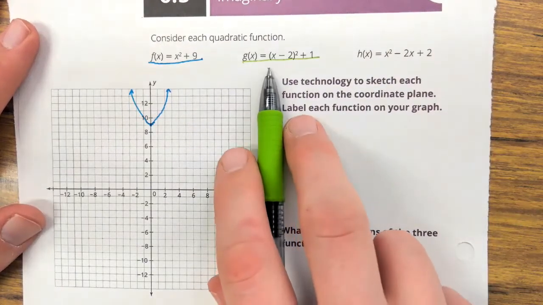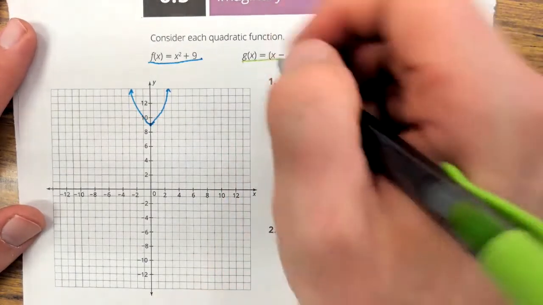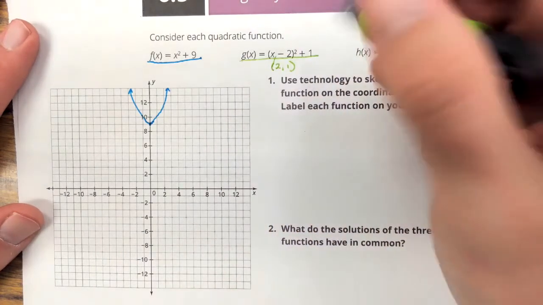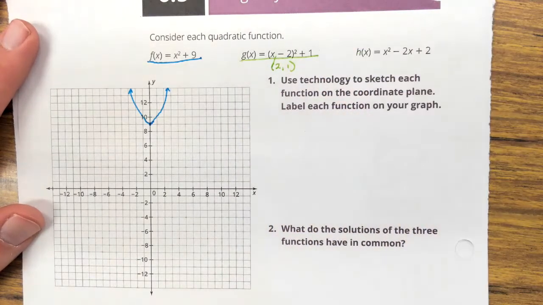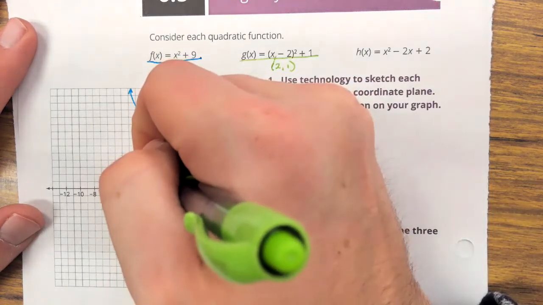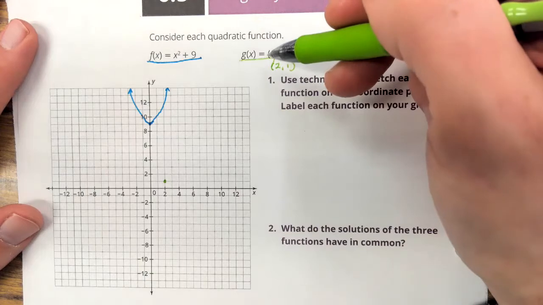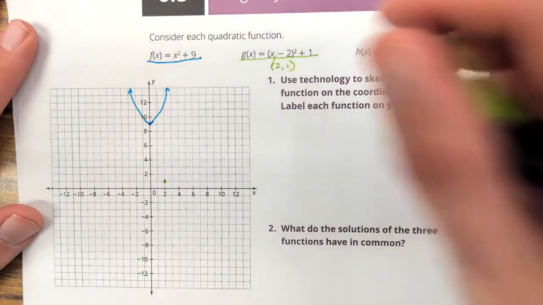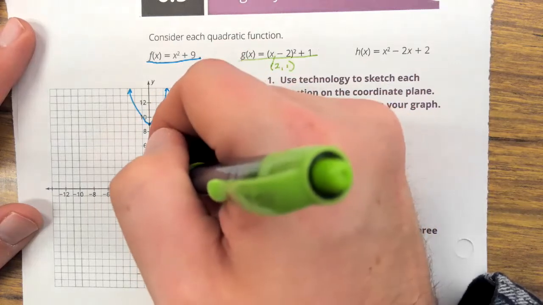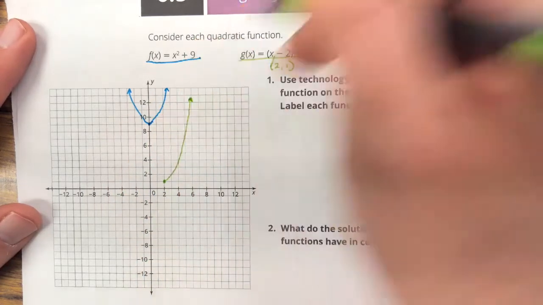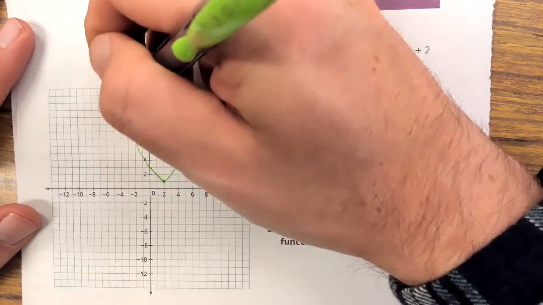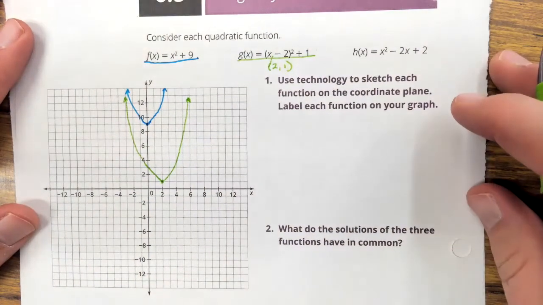So g of x is in vertex form, and it's telling me that I have a vertex at 2, 1. Remember, those h and k values tell you where vertices are at. So I would go over 2, up 1, and I can plot a point right here. The a value on this one is also positive, so that means it is concave up. So maybe this one's going to look something like this. Goes on forever, and then in this direction as well. Definitely not the best sketch at all.